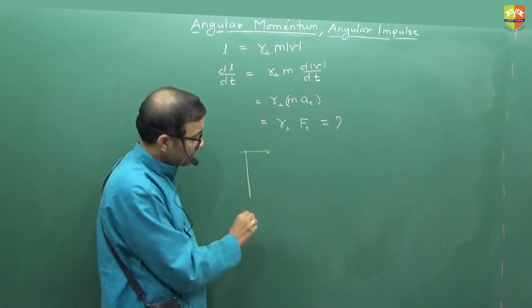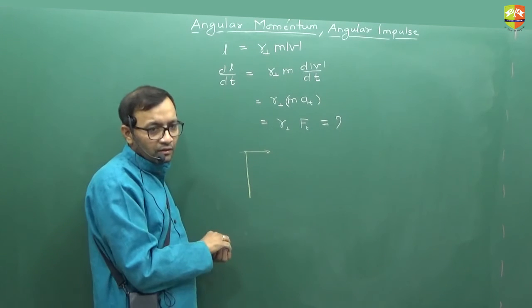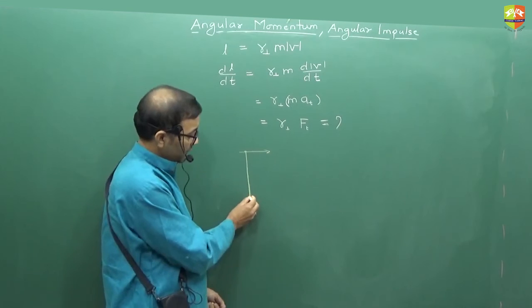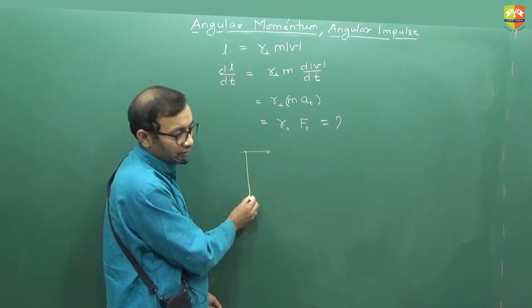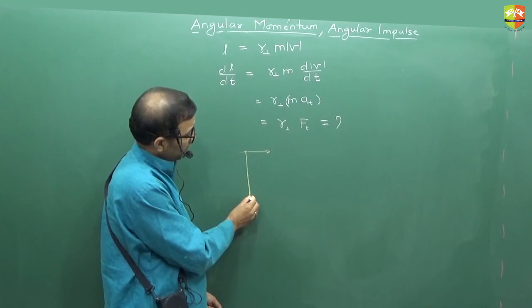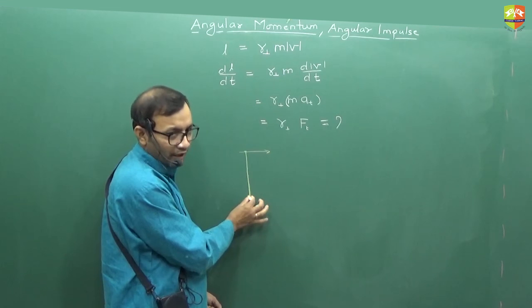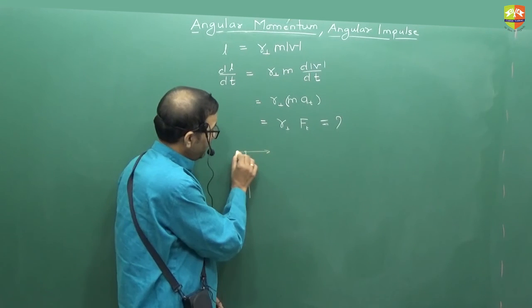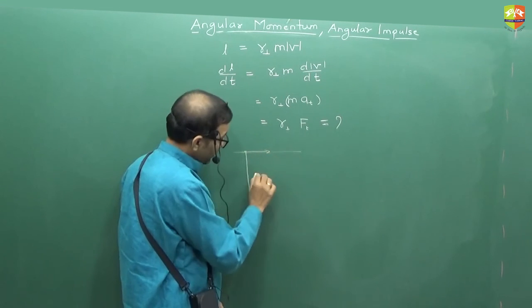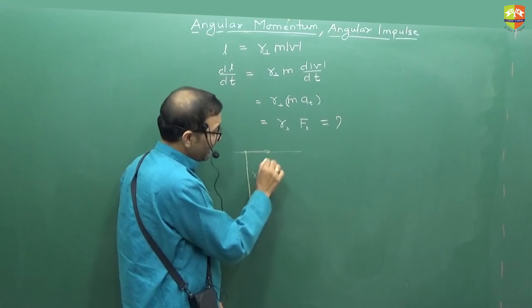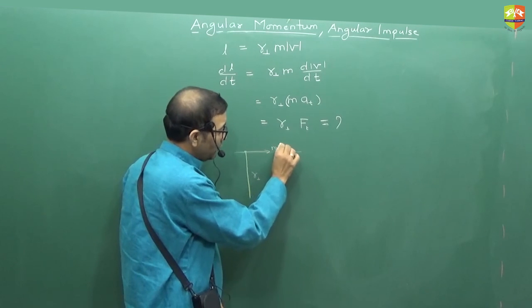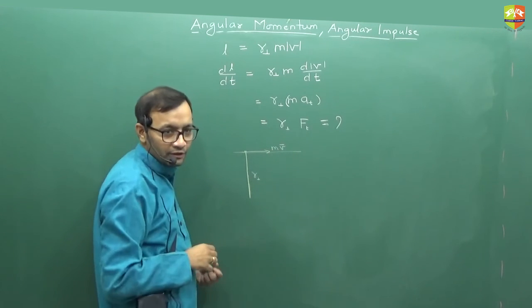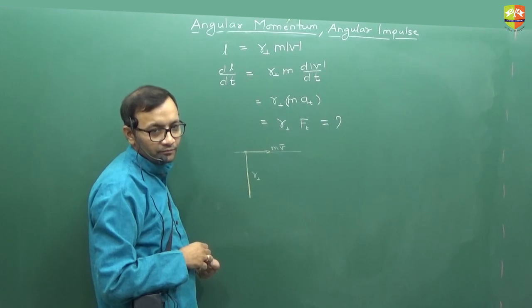It's an axis in the z dimension. This is your axis. Okay? This is the line of velocity. Alright? Your perpendicular distance is not changing. Your linear momentum is also not changing. So your angular momentum is also constant. It is not changing. So there is no torque.